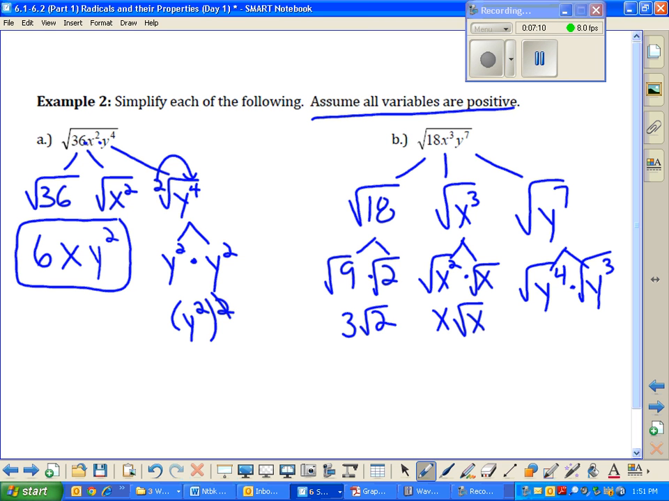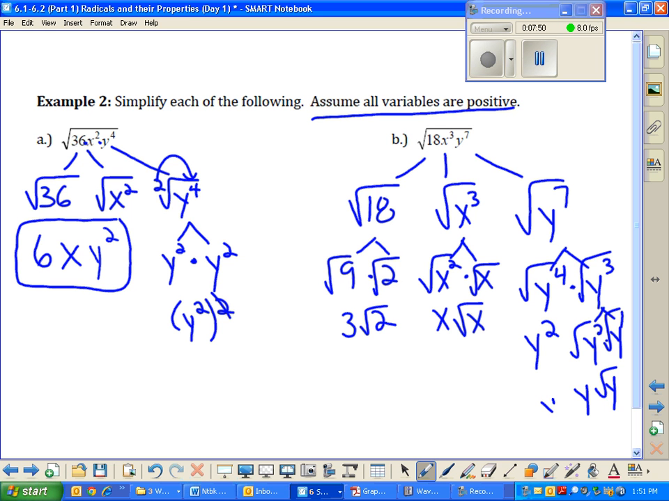Y to the 4th we've already established when you take the square root of it is going to be y squared. But the square root of y to the 3rd, that can break apart again because as we saw in the previous chunk of the problem up here in the middle, the square root of x to the 3rd simplified. So we're not done yet. So now what would you do, Megan? Yeah, so you would break this radical down again. Square root each piece. So you get y times the square root of y.